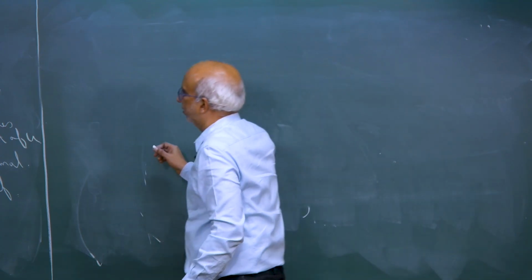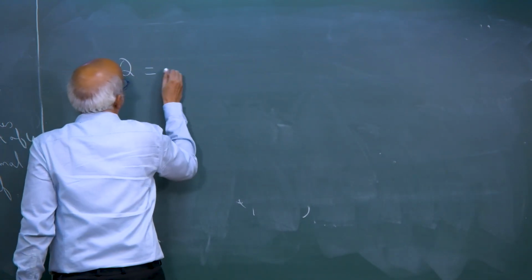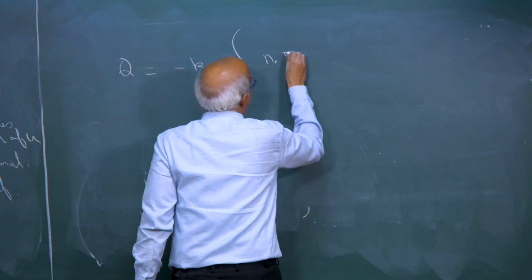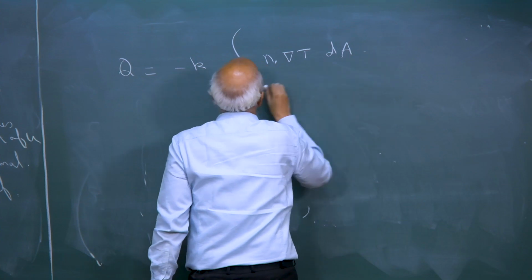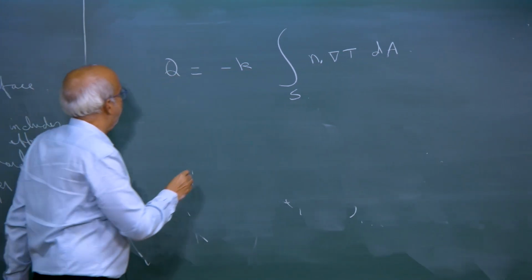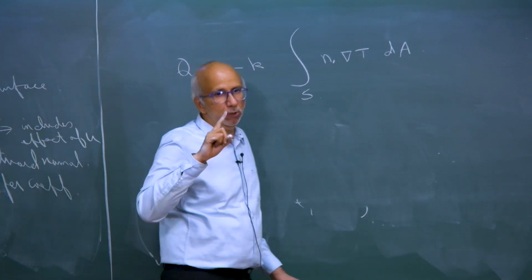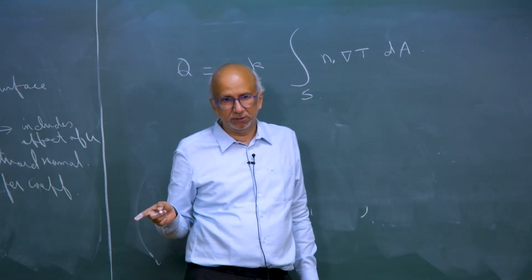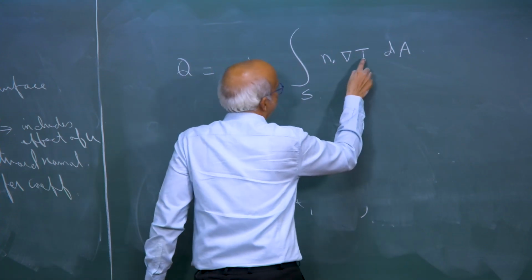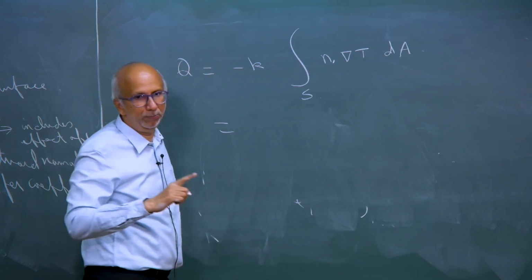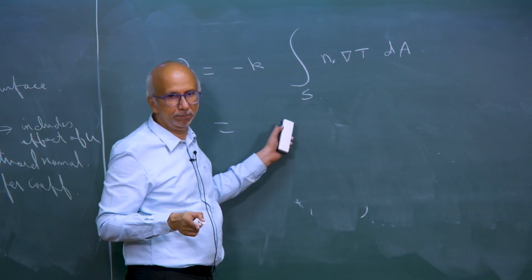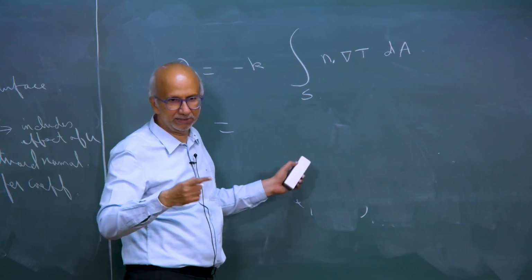So, how do I convert this Q to minus K integral n dot del T dA over the surface? If I want to convert this, what am I trying to do? I am trying to write everything in terms of my dimensionless variables now, okay. So, when I make it dimensionless, this T will give me a T naught minus T infinity, and del will give me an L at the bottom, because that is my length scale, okay.